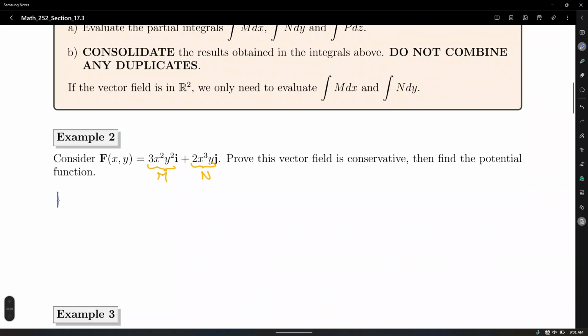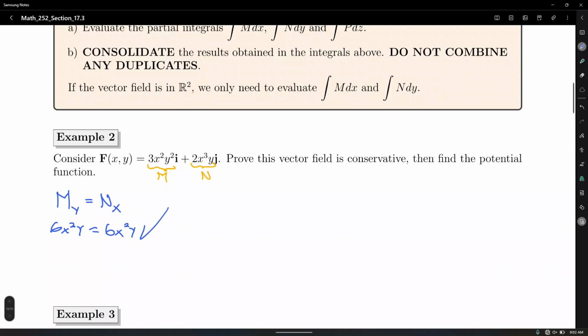So we need to show that the partial derivative of M with respect to y equals the partial derivative of N with respect to x. Okay? Is that the case? Let's verify that. Partial derivative of M with respect to y. That'll be the derivative of y squared, which is 2y, right? But 2y times the 3x squared, isn't that 6x squared y? Equal, okay, the partial of N with respect to x. The derivative of 2x cubed y, that'll be the derivative of 2x cubed, which is 6x squared y. Oh, it's the same, right? 6x squared y. So, check.